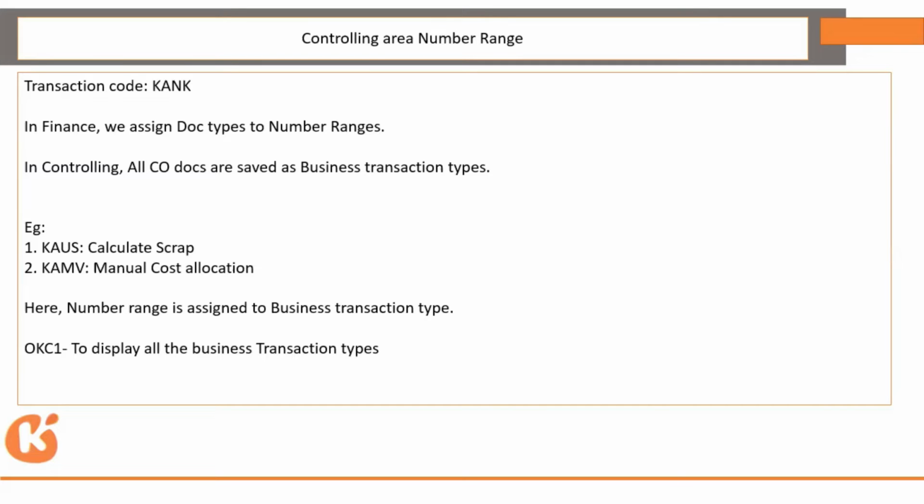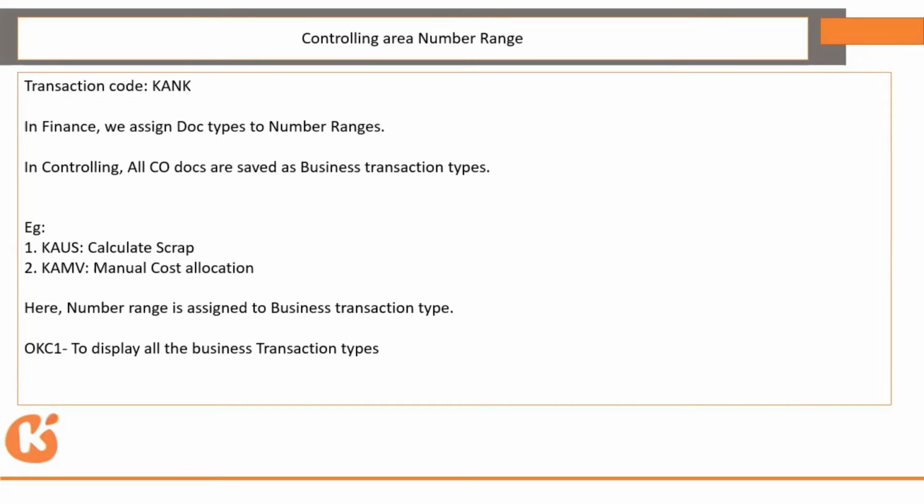During the configuration time, we assign these document types to certain number ranges, internal number range or external number range. That is different. But here in controlling, all the controlling documents are related to business transaction types. We have certain business transaction types which we assign with the document number ranges. And we don't assign document types here. We only assign the business transaction types.